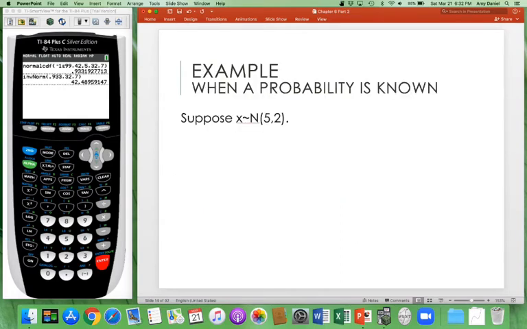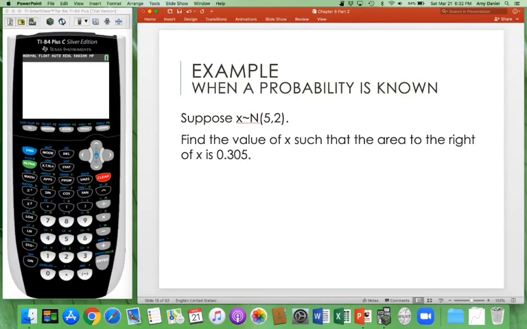All right, so another normal random variable. Let's suppose that x is normally distributed with a mean of 5 and a standard deviation of 2. We're going to find the value of x such that the area to the right of x is 0.305. All right, so I'm going to draw my normal distribution, and I'm looking for a value of x so that the area to the right of x is 0.305.